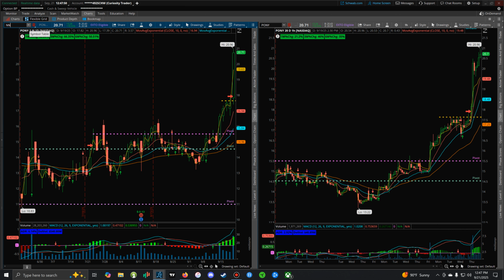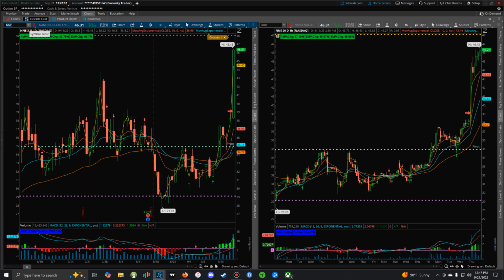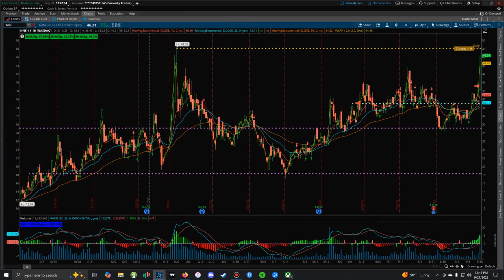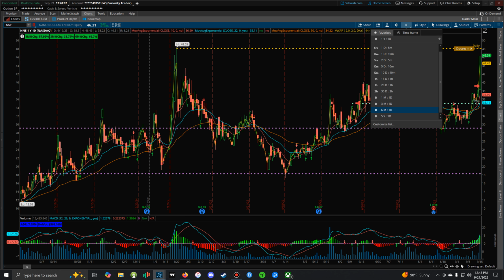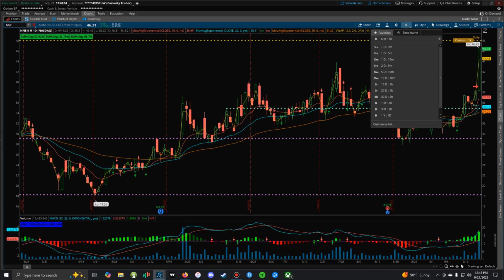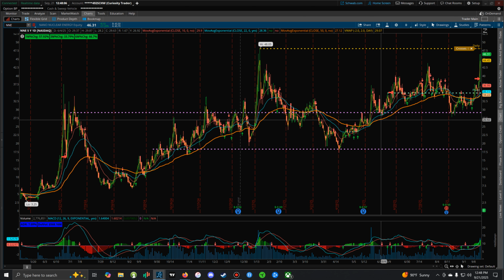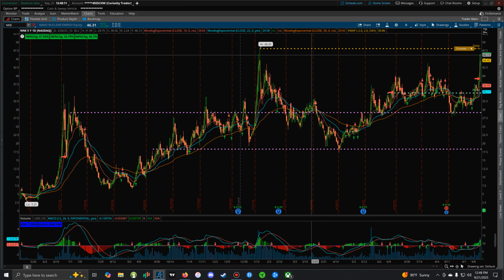And there's been a lot of sympathy plays with these nuclear stocks. Oklo, 9 Nano, 5-star as well. Range break, and this one's on watch for sure for next week. It's going to be on watch for the daily break. I can see this for sure breaking the daily. It's a sympathy runner. Again, focus on hot themes.